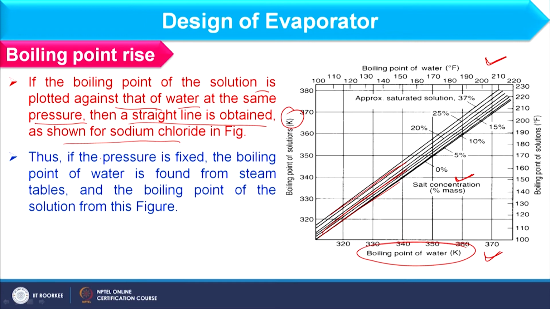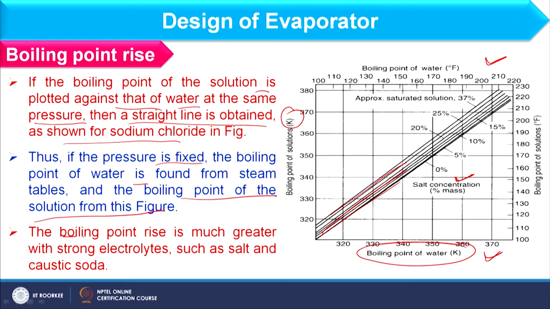Therefore, if the pressure is fixed, the boiling point of the water is found from the steam table, and the boiling point of the solution can be obtained from this figure. The difference of these two will give the boiling point rise. Further, we can observe that the boiling point rise is much greater with strong electrolytes such as salt and caustic soda. So, all these points you should consider while computing the boiling point rise.